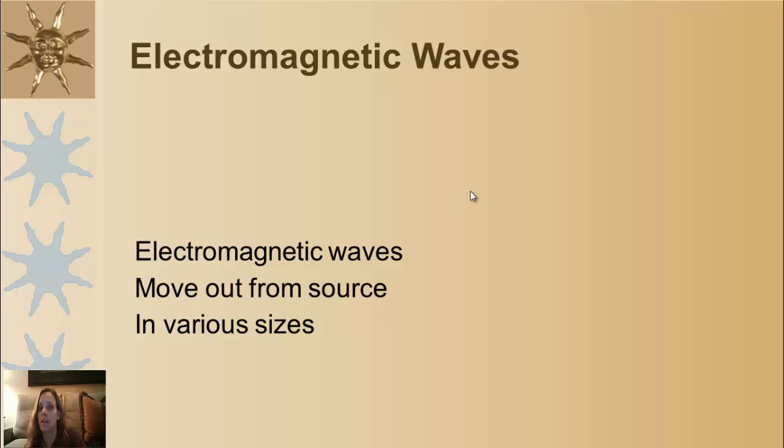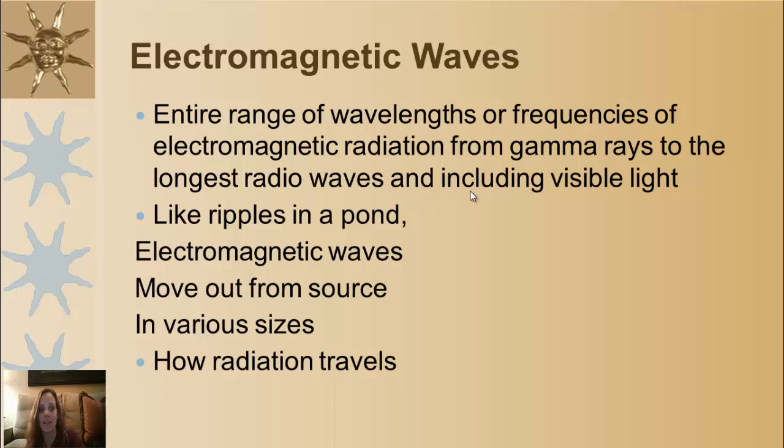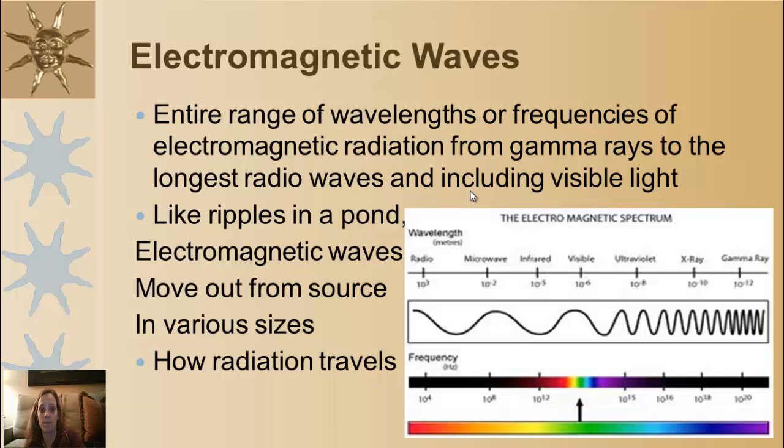Alright, let's talk about electromagnetic waves, because we can't talk about solar radiation without talking about electromagnetic waves. What an electromagnetic wave is: the entire range of wavelengths or frequencies of electromagnetic radiation from gamma rays to the longest radio waves, and this includes visible light. Electromagnetic waves are like ripples in a pond. They move out from the source in various sizes depending on the type of wave. And this is how radiation travels.